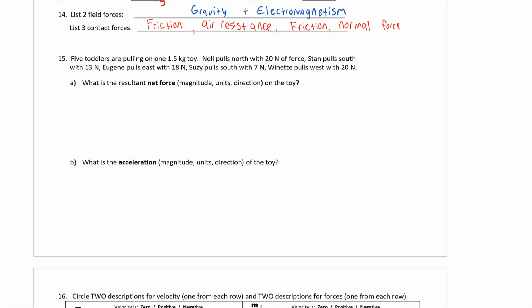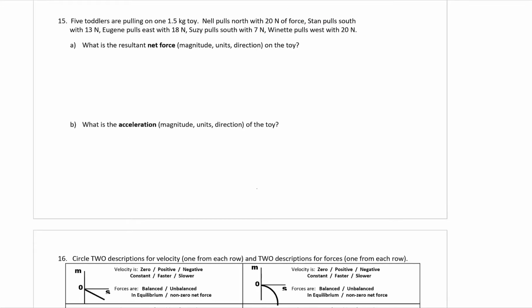So next we have 5 toddlers pulling on a toy. You want to know the net force acting on it for the first part of the problem. In order to do that, you want to draw a free body diagram. To do the free body diagram, you draw the object as a little dot, or you could draw a square, whatever you want. And you draw all the forces as vectors.